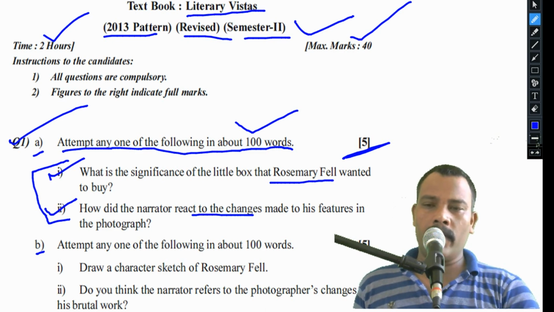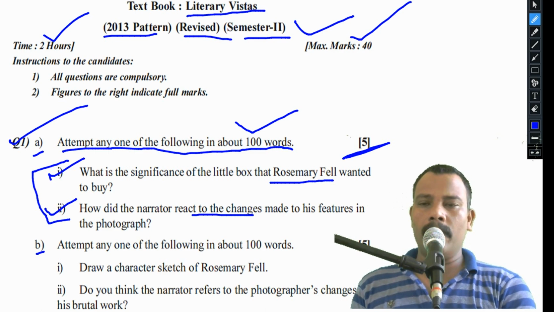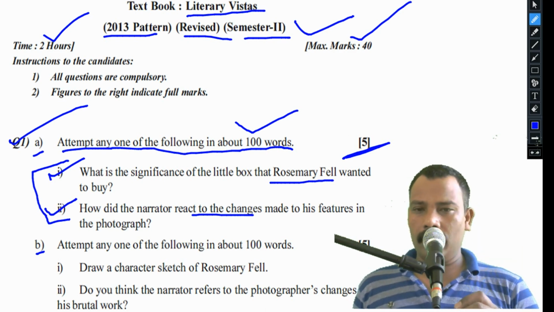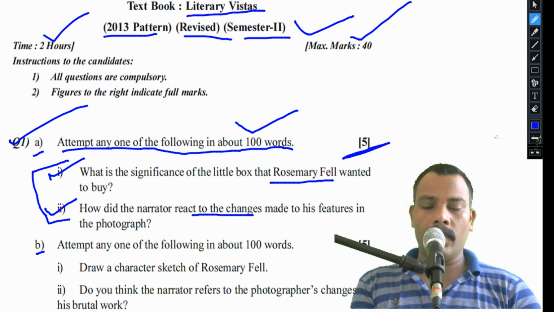Whenever you prepare for question number 1A, you have to concentrate on the prose section: A Cup of Tea, and second, With the Photographer. You already mentioned this in your chart, and you need to understand this one.